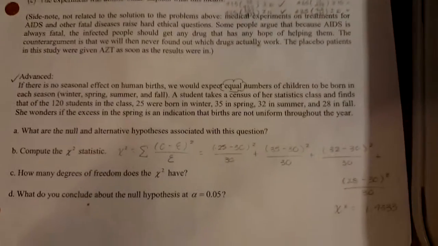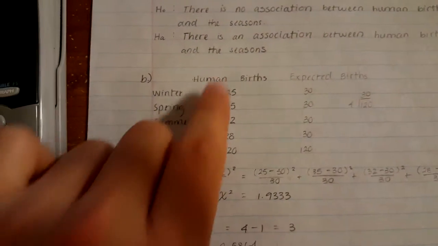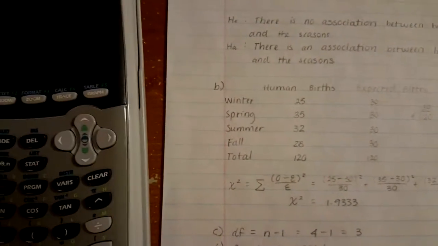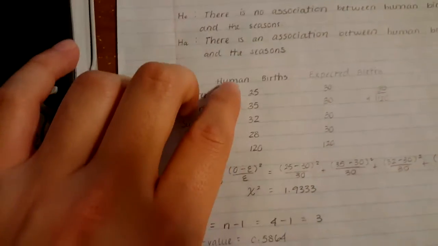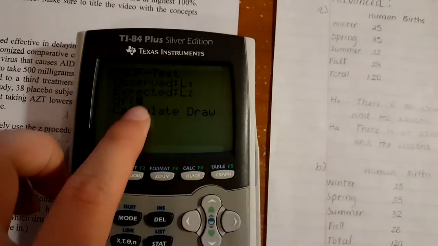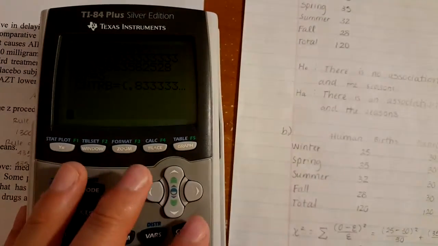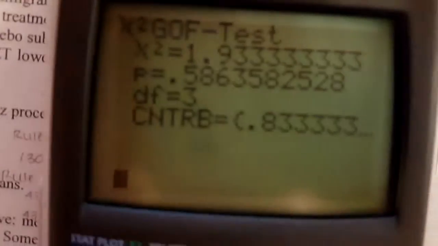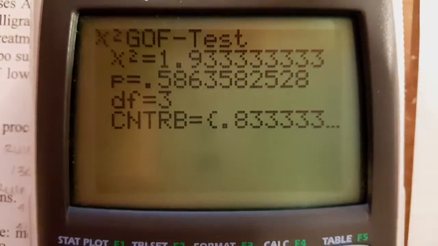Okay, so you know that it's n minus 1, right? Well, Taejong, the n is 120, so shouldn't it be 119? No, for the chi-squared, that n is the number of the observed values that you have, the number of proportions that you have. Since you have 4, it will be 4 minus 1 and 3. So if you calculate that, 1.9333, exactly the same. And that's how you find the chi-squared value.